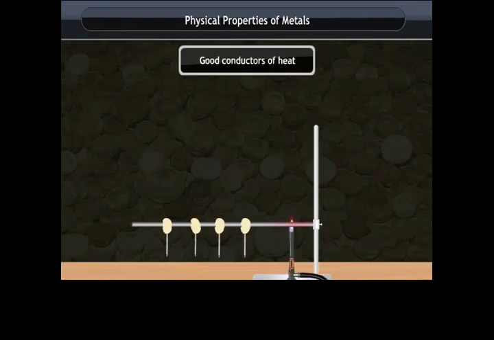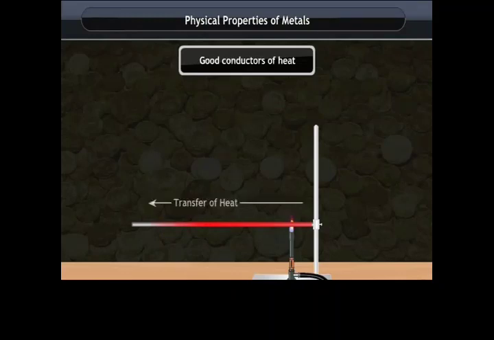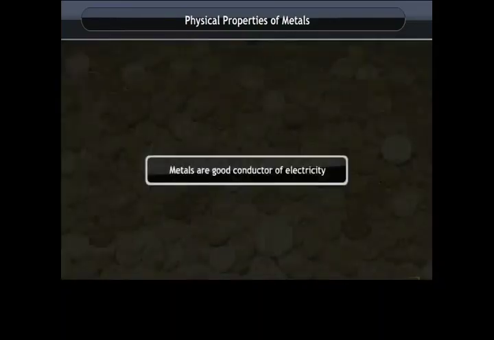What do you observe after some time? You will observe that the iron nail falls on heating. This activity shows that metals are good conductors of heat and have high melting points. Metals are good conductor of electricity.